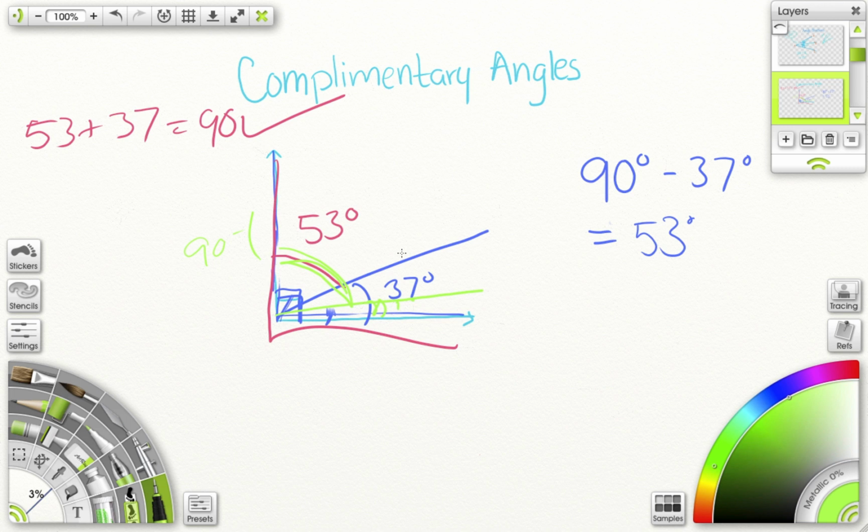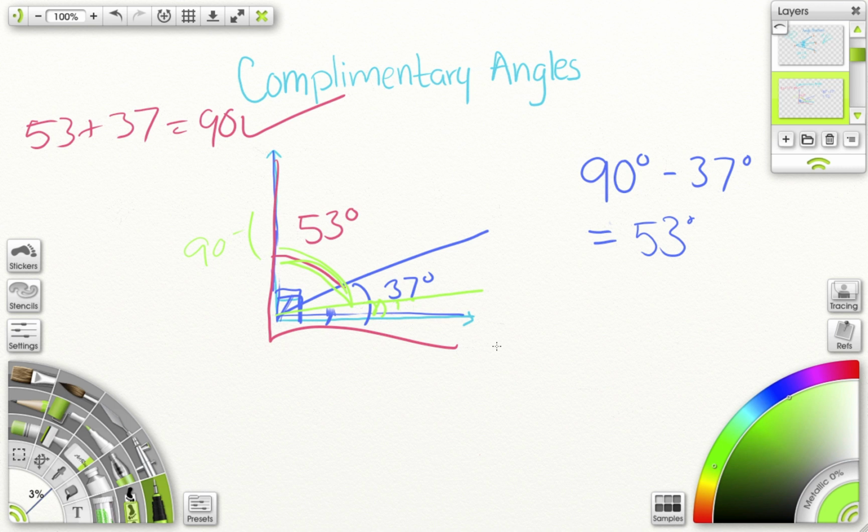Easiest way to do it is work backwards. You do 90 minus the given angle, whatever angle it is that you're given. And that's all complementary angles are: a 90-degree angle, 2 angles added up together equal 90 degrees. And that's all it is.